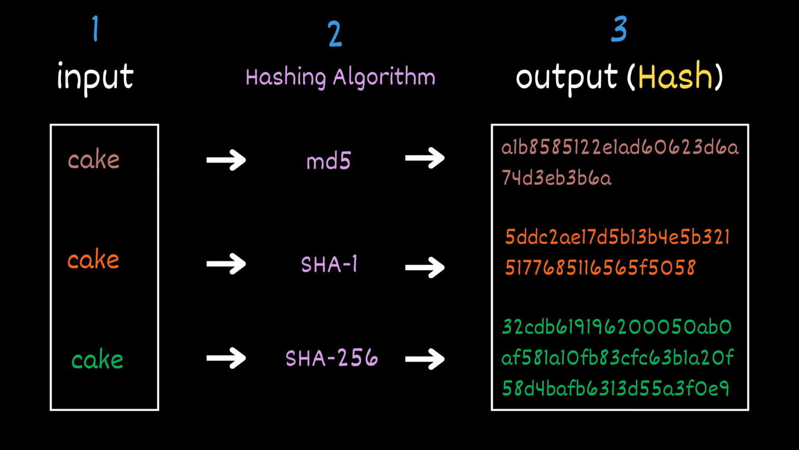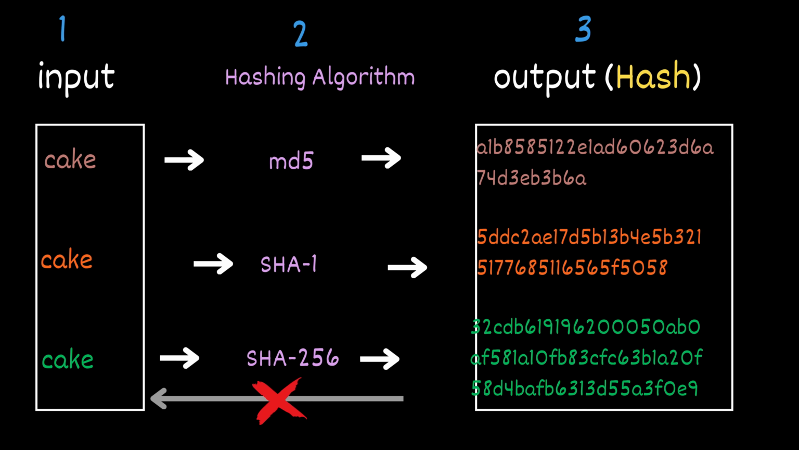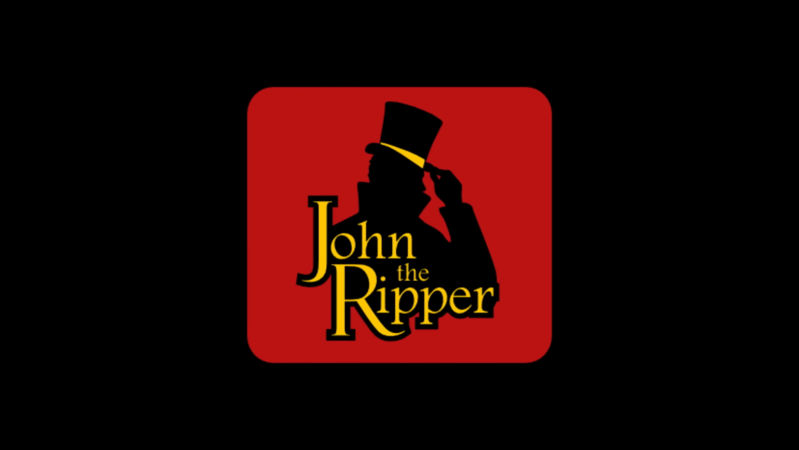As mentioned, hashes are irreversible, meaning there's no way to take the hash and work backward to find the original input. But that doesn't stop Kim, because while you can't reverse a hash directly, you can still crack it. And that's exactly what Kim is about to do. To crack the hashed password, Kim turns to a tool called John the Ripper, a classic in the hacker's toolbox.